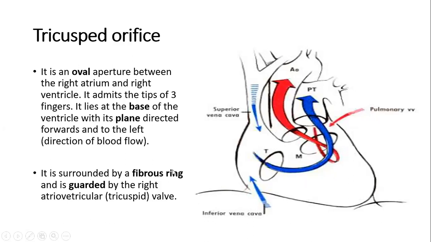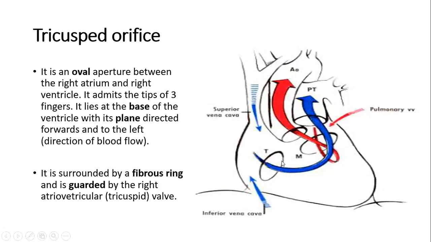It is surrounded by a fibrous ring, a very important structure which will keep this opening patent, because the whole heart is made up of cardiac muscle. Muscle, if it is not attached to anything, will tend to collapse. If there is only muscle around the opening, it leads to collapse of this opening, and then extra energy is needed to open it. So to keep this opening always patent, there is a fibrous ring around it, very important.